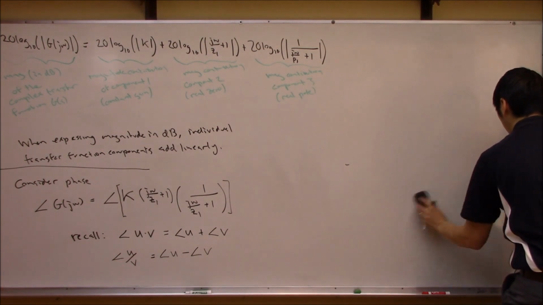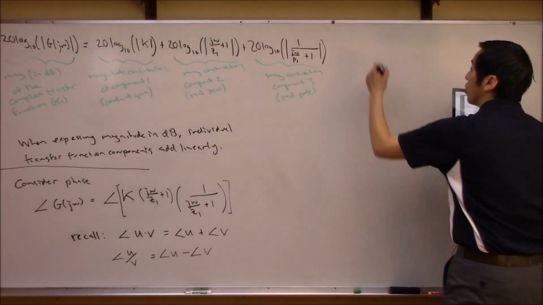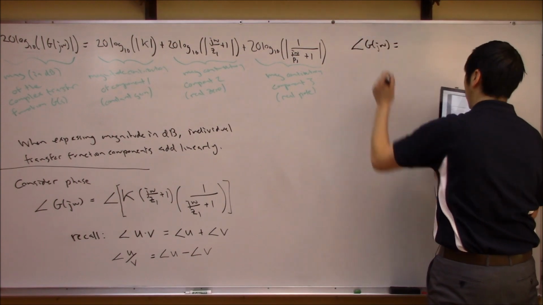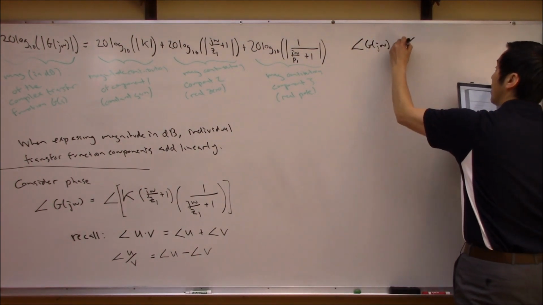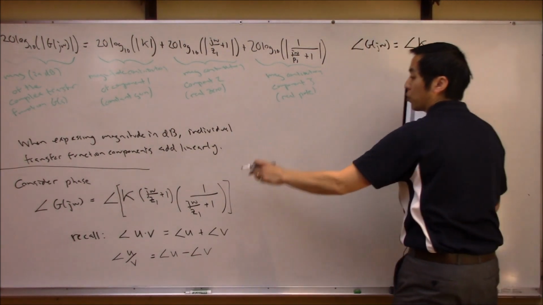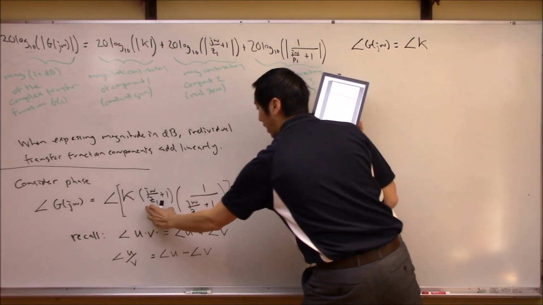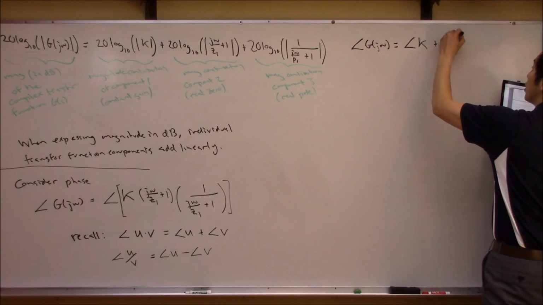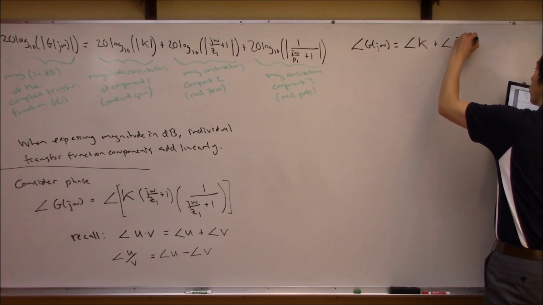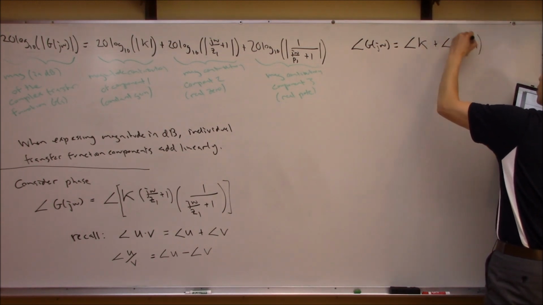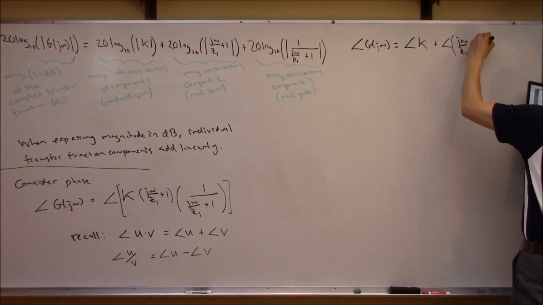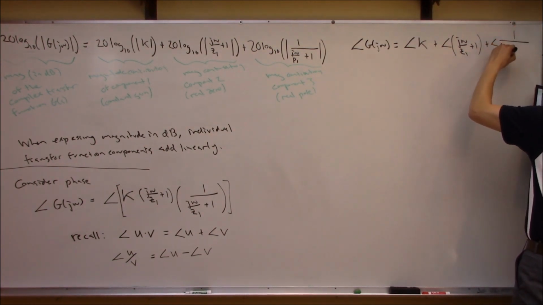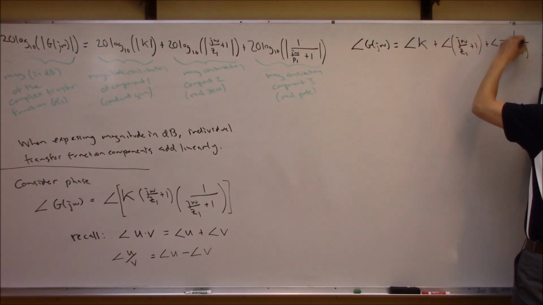On the other side, the angle of g of j omega, in this case, is the angle of k, which was this term, plus this term, plus the angle of j omega over z1 plus 1. Maybe again, let's put parentheses to capture that. Plus the angle of 1 all over j omega over p1 plus 1.